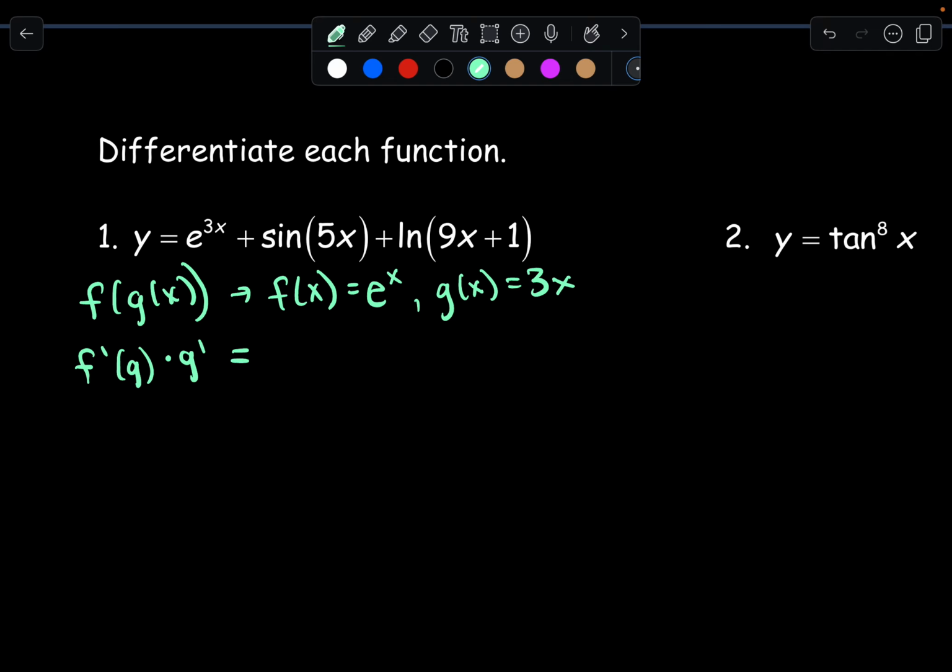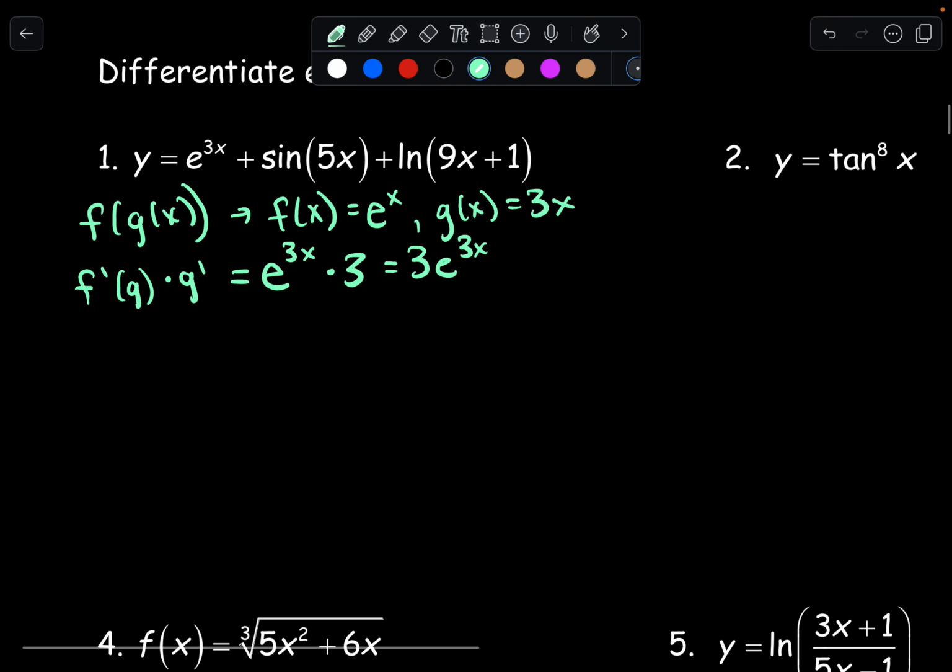So f prime of g, the derivative of e to the x is e to the x, so that's going to stay the same. So the base will stay e. And then we have our g, which is going to be 3x. So nothing changes. However, we will multiply with the derivative of g. So g prime of x, the derivative of g is going to be 3. So we end up with 3e to the power of 3x. So if I'm taking the derivative of y with respect to x, my first term is going to be 3e to the power of 3x plus, we have another chain rule, okay?